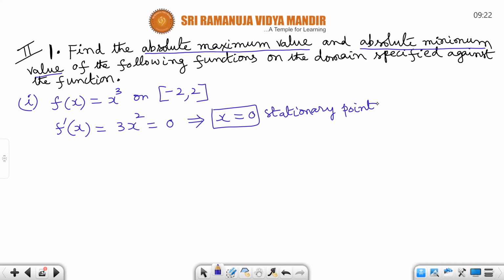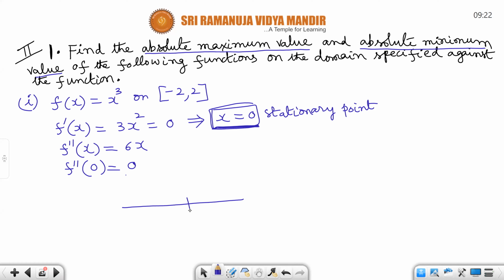The second derivative test fails here, because f double dash x is 6x, and it is 0 at x equal to 0. If the second derivative is positive, it is a local minimum, and if negative, it is a local maximum, but here the second derivative is 0. So the second derivative test has failed. So we have to test what? The first derivative.